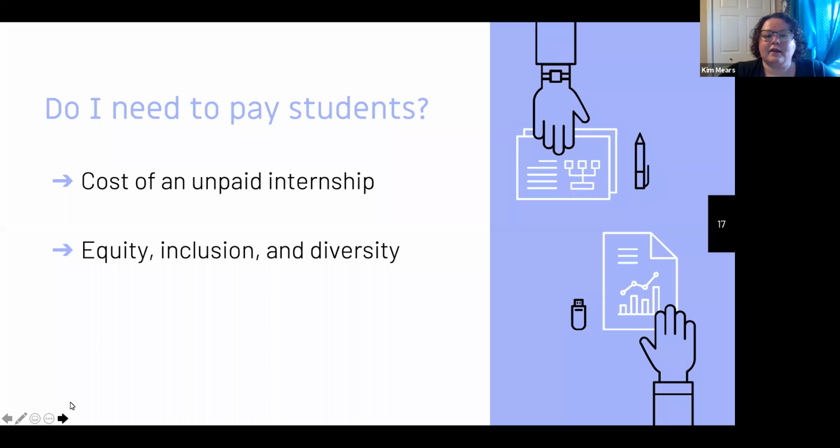And I think back and think I couldn't have been able to take an unpaid internship and complete my university degree and be here with you now to give this presentation. So we need to consider equity, inclusion and diversity, and think about how if you were to offer an unpaid internship, you're basically making an internship that's unavailable to a vast majority of students.